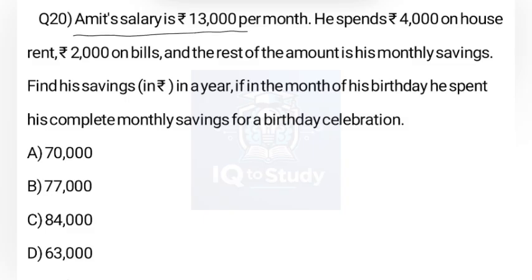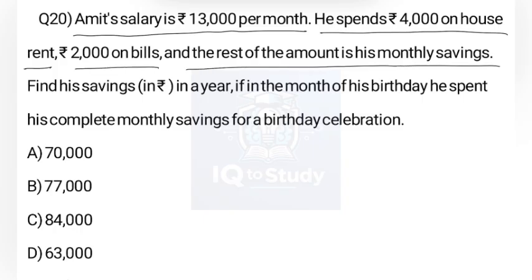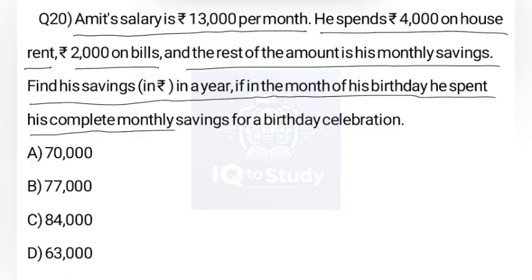Amit's salary is 13,000 per month. He spends 4,000 on house rent, 2,000 on bills, and the rest of the amount is his monthly savings. Find his savings in a year if in the month of his birthday he spent his complete monthly savings for a birthday celebration.